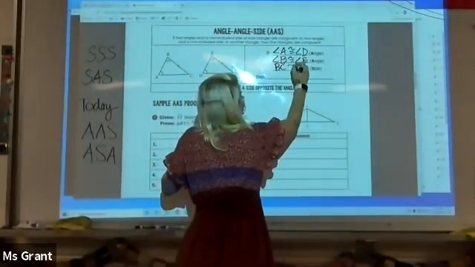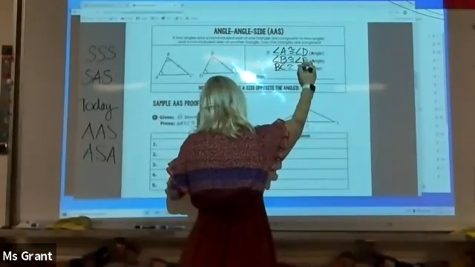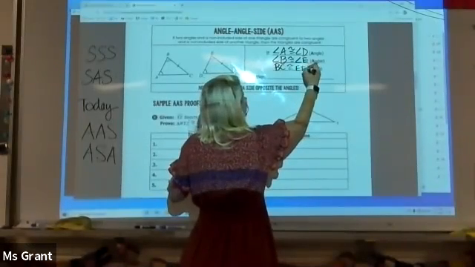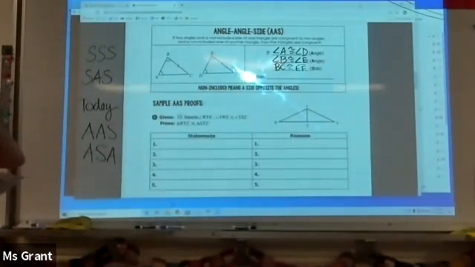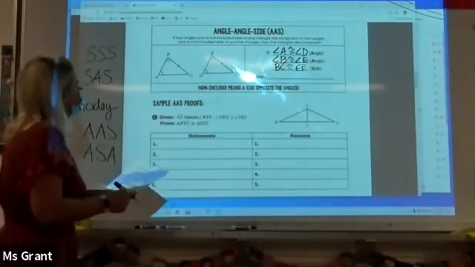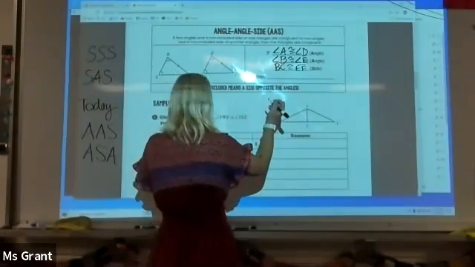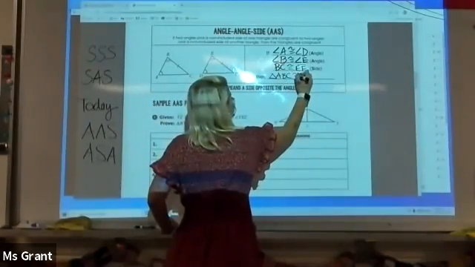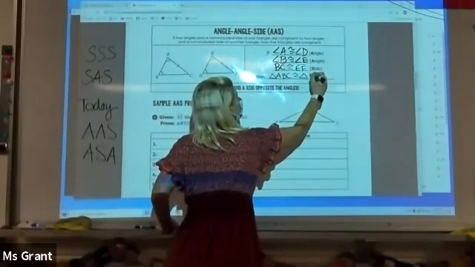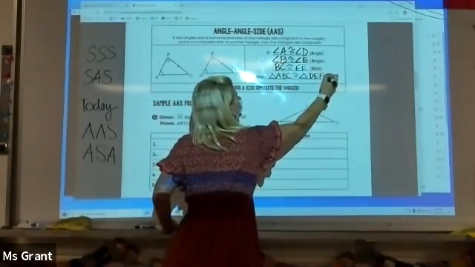BC segment, put a line over it. EF, put a line over it because it's a segment. It does not go on forever. Therefore, triangle ABC is congruent to triangle DEF.